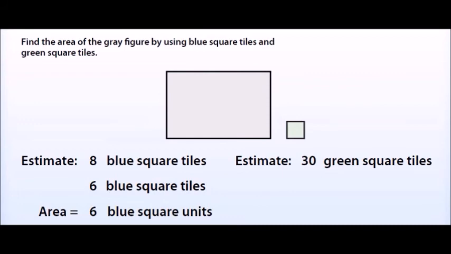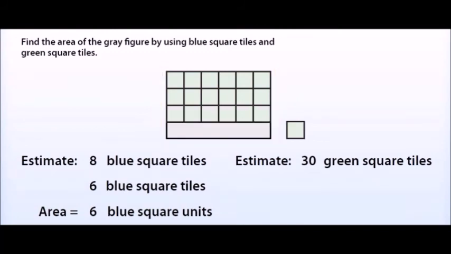Next, let's cover the gray figure with green square tiles. Let's start by placing 1 row of tiles along the top of the figure. Let's add a second row of green tiles. Let's keep adding rows of green tiles until the gray figure is covered. The gray figure is now covered with green square tiles. How many green square tiles cover the figure? It's 4 rows of 6 tiles each. The area is 24 green square units.